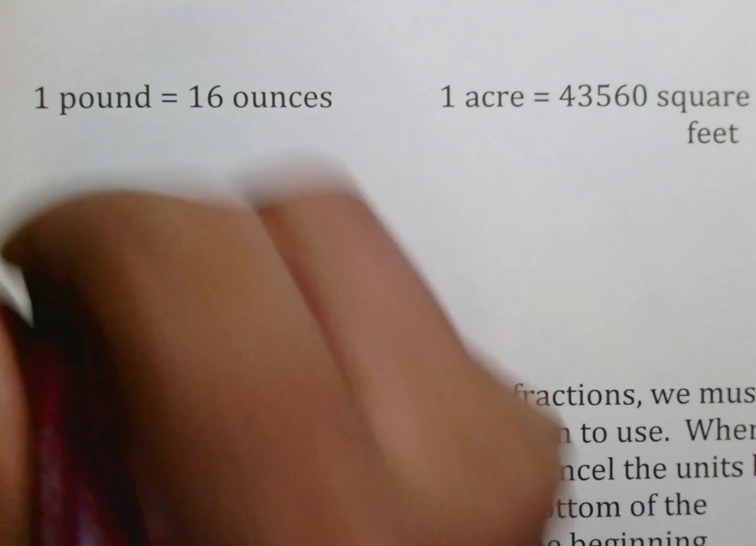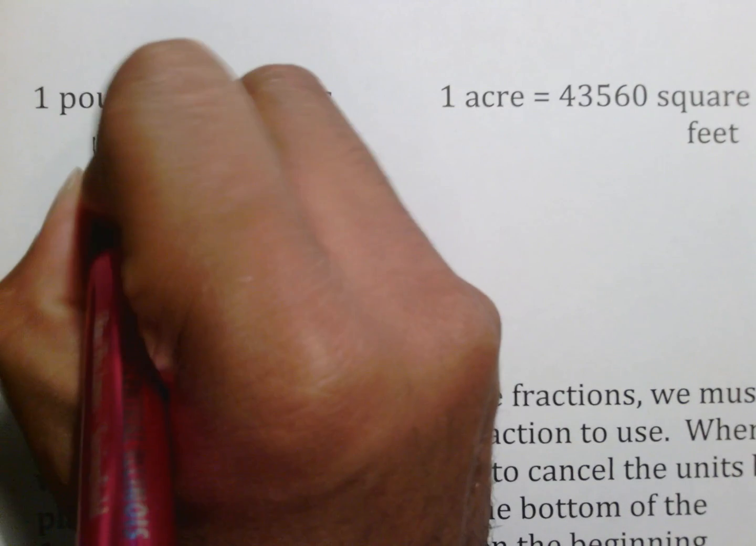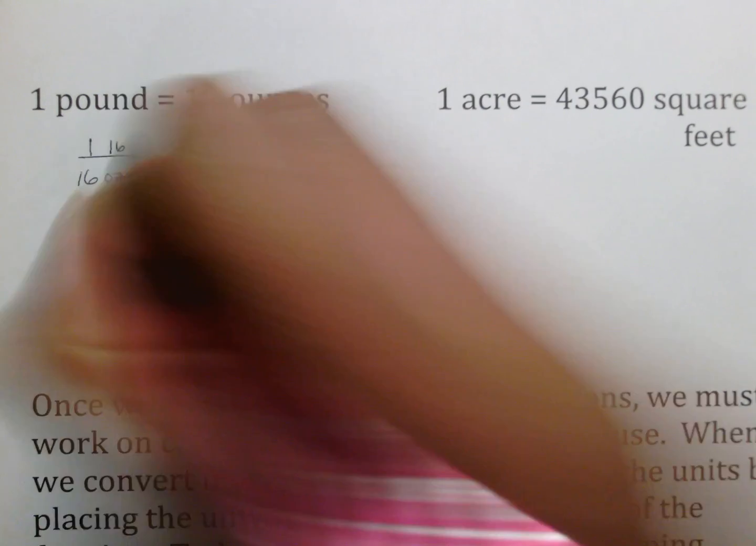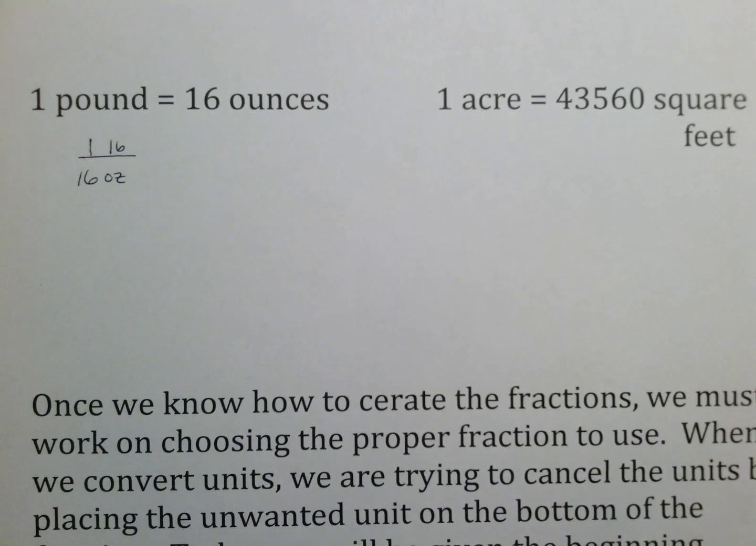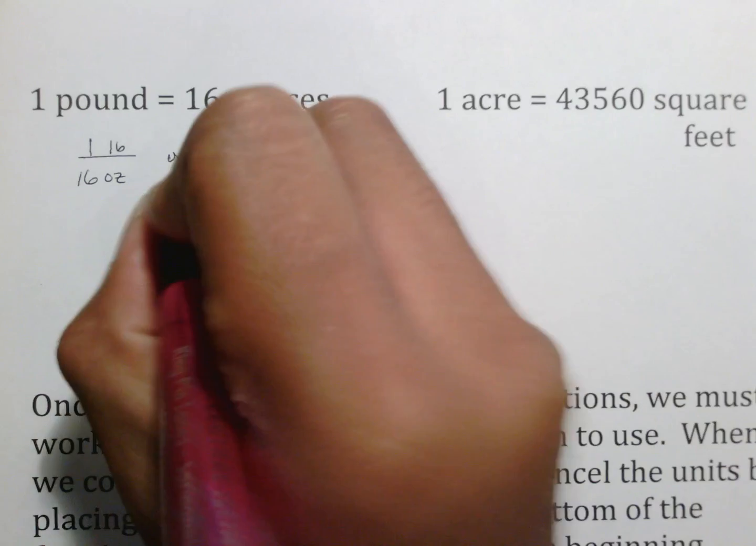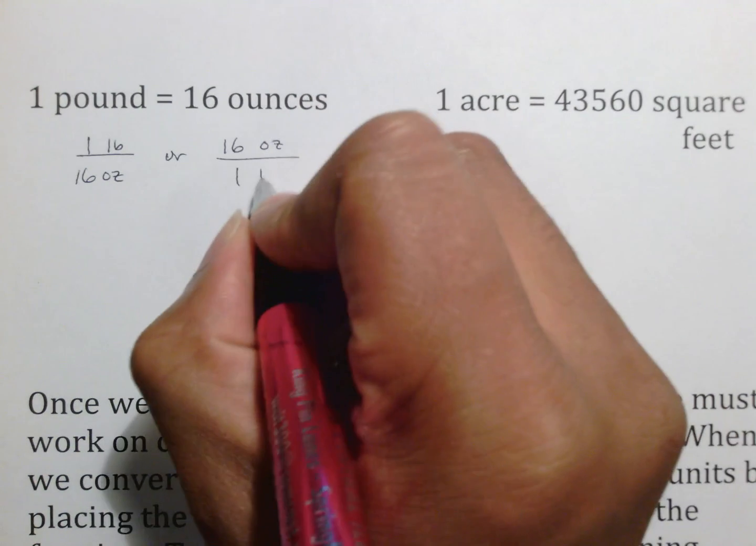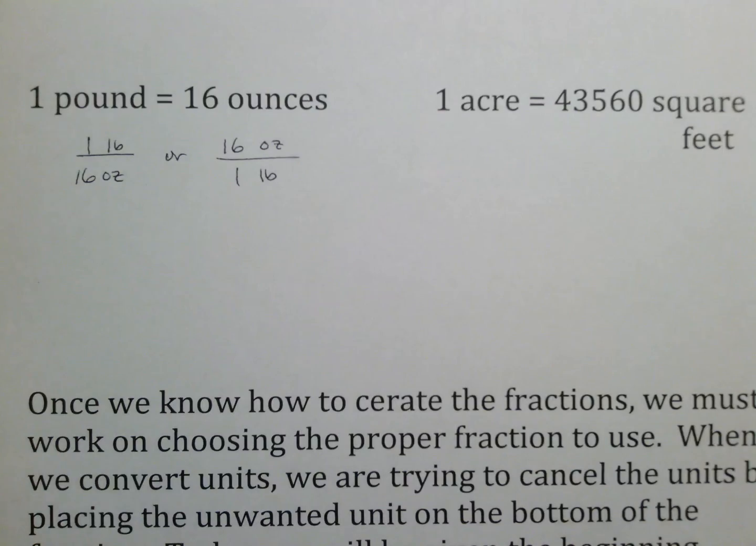1 pound equals 16 ounces. One of the things that we know for pounds is that they put it as lbs, and oz is ounces. So 1 pound over 16 ounces would be one way to do it, or we could put 16 ounces over 1 pound. Either one of those two work. That is fine.